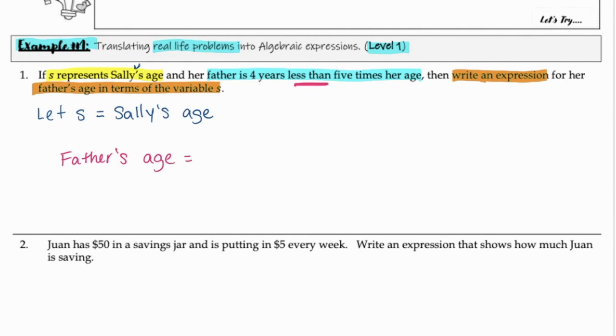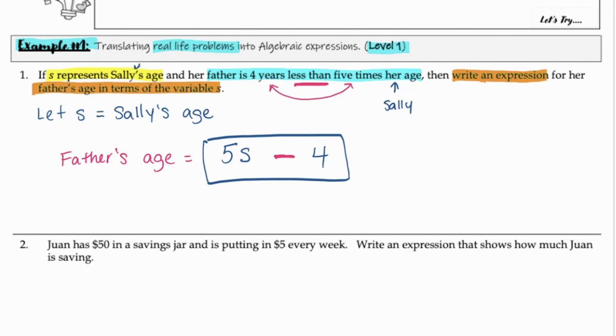So I know less than means subtract. I know less than means we're going to switch. So what are we switching? We're switching the number 4 to the back. 5 times her age. Now who is her? Sally. So we're dealing with 5 times Sally's age. So how can I represent that? 5 times Sally's age would be 5s. So here is her father's age as an expression.